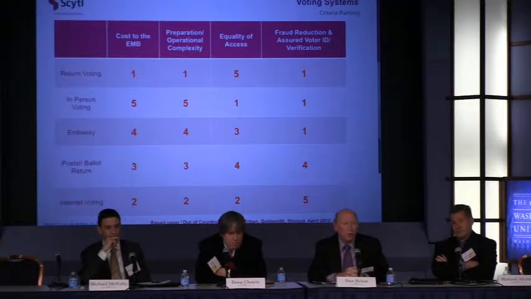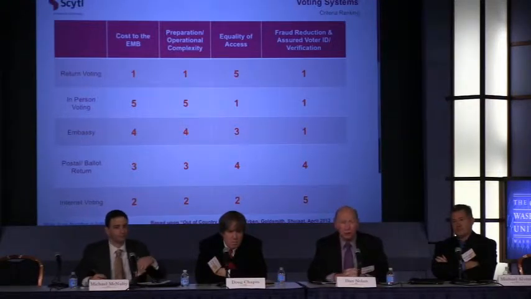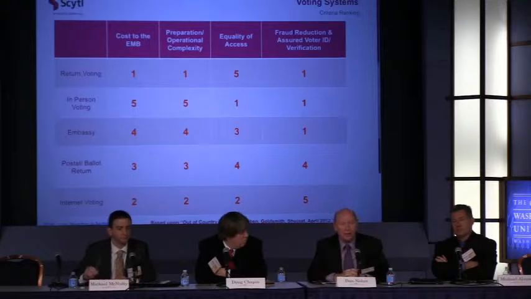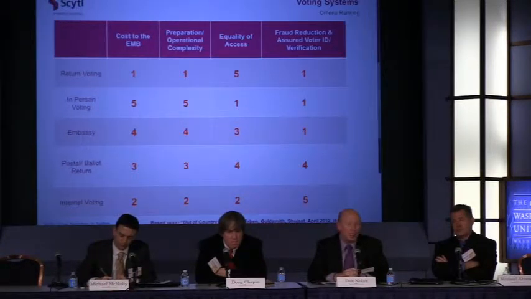In-person voting, where the country conducting the election goes to the country where the out-of-country folks are and sets up polling places. A subset of that being embassy or consulate voting, where you set that same thing up in the embassies and consulates of the countries where your out-of-country voters live. Normal postal return, ballot return, and then finally internet voting.